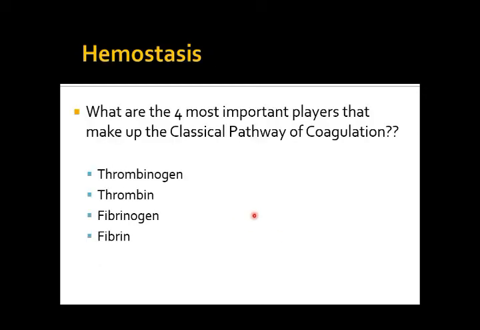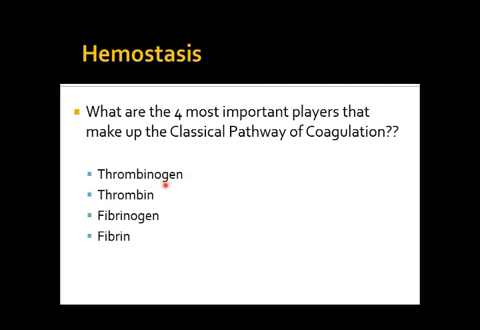Okay, so now let's look at the clotting cascade, the third step in hemostasis. So I've got on here four most important players that make up the clotting cascade. Let's look at these: thrombinogen and thrombin, and fibrinogen and fibrin. Sometimes you might see thrombinogen known as prothrombin. Those are two names for the same thing.